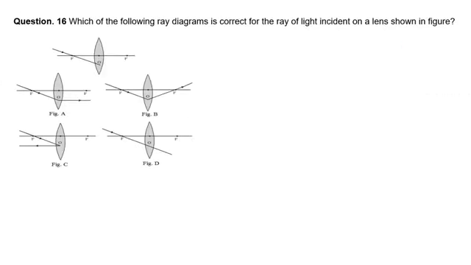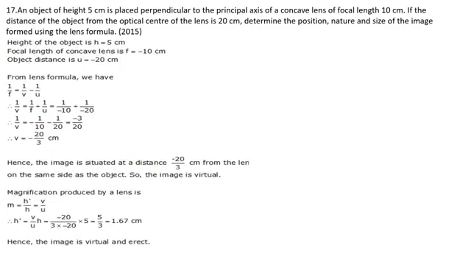Coming to the next question, which of the following ray diagrams is correct for the ray of light incident on the lens shown in the figure? We know that if a ray of light passes through the focus, after refraction it is parallel to the principal axis. So which diagram is showing this? This A is showing the correct answer. So A is the correct answer for this question, right?